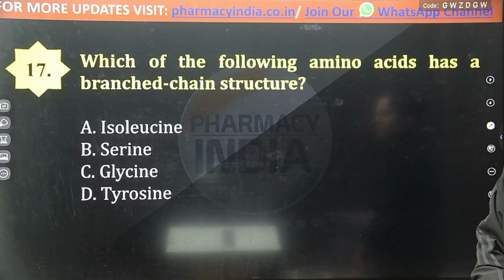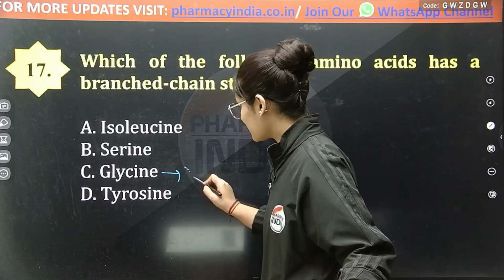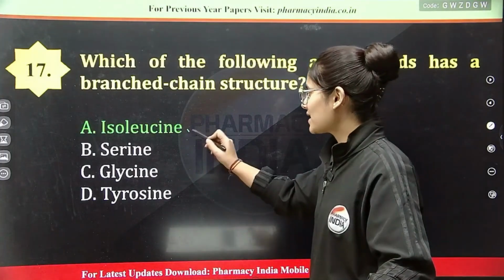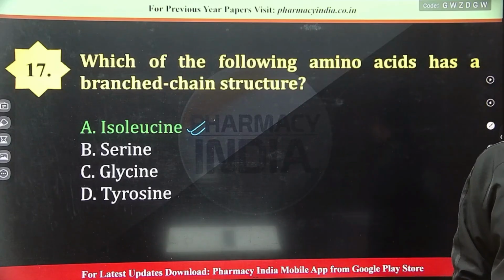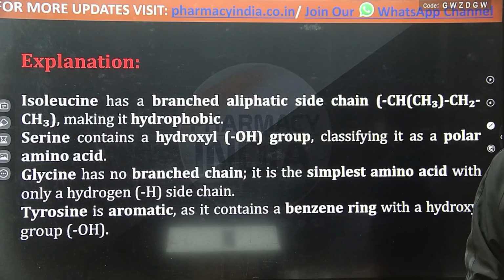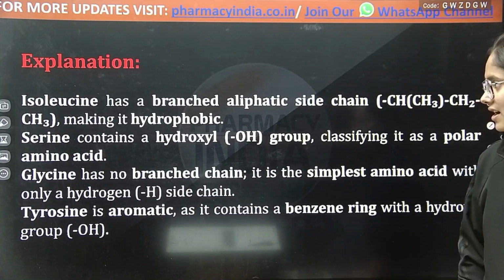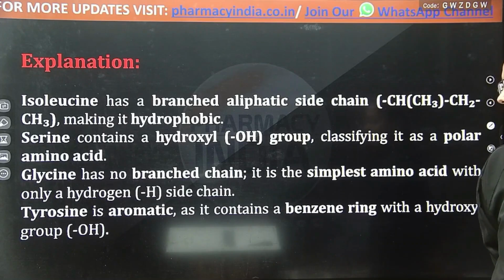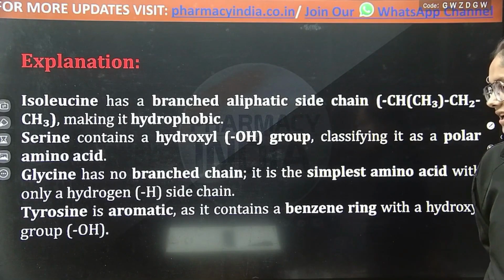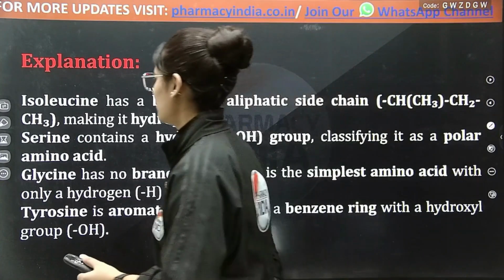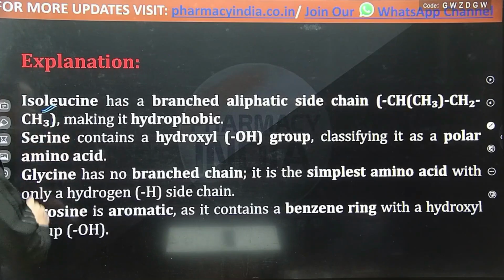Next question. Which of the following amino acids has a branched chain structure? Isoleucine, serine, glycine and tyrosine. Again, glycine should be eliminated because it is the simplest amino acid. It does not form a branched chain structure. Correct option is isoleucine. Clear? Why? Because isoleucine contains a branched aliphatic side chain, which makes it hydrophobic. Serine contains hydroxyl, glycine contains hydrogen, and tyrosine is aromatic, which contains a benzene ring in its side chain. Clear? So the correct option is isoleucine.